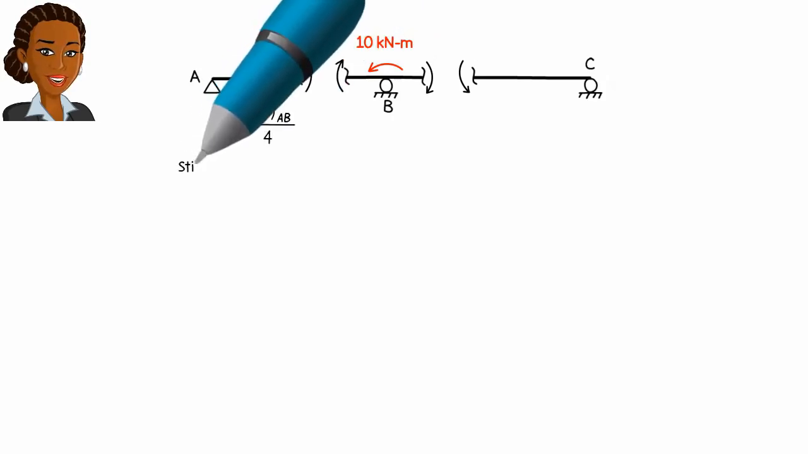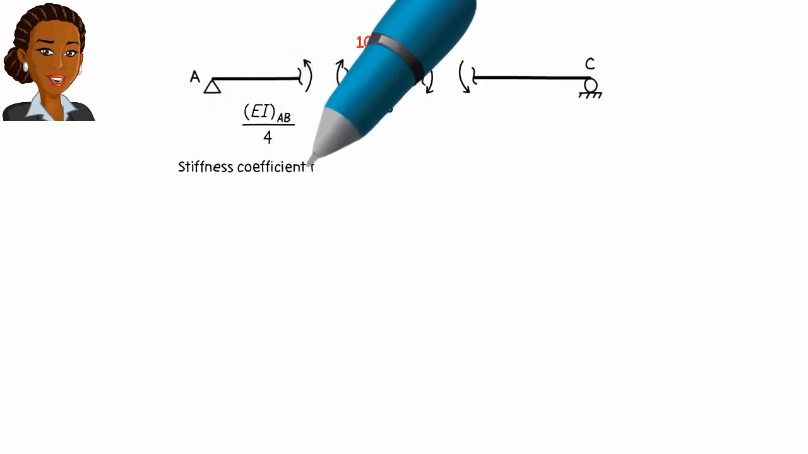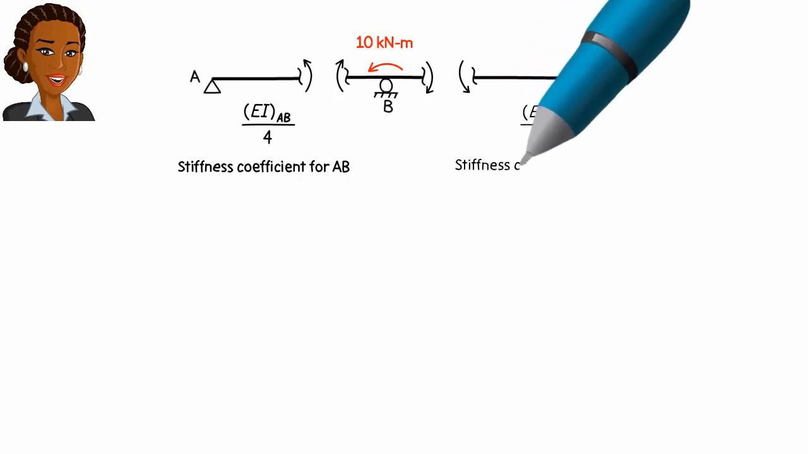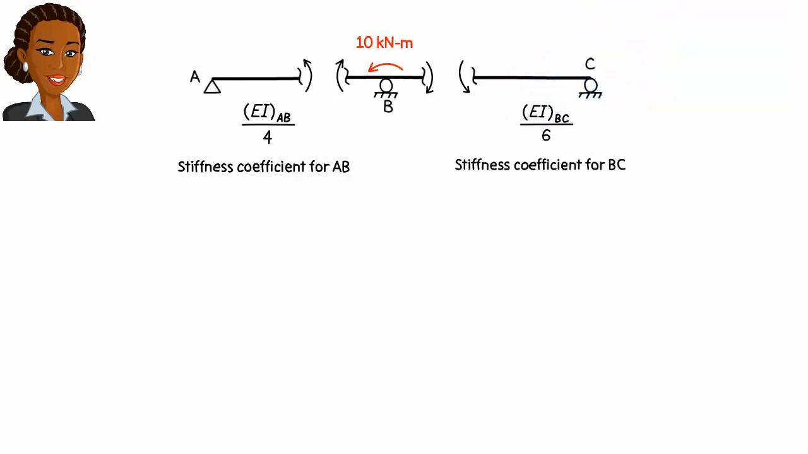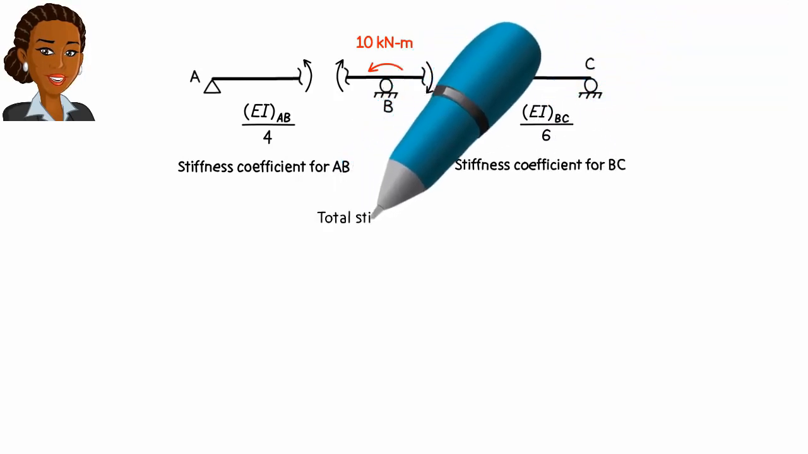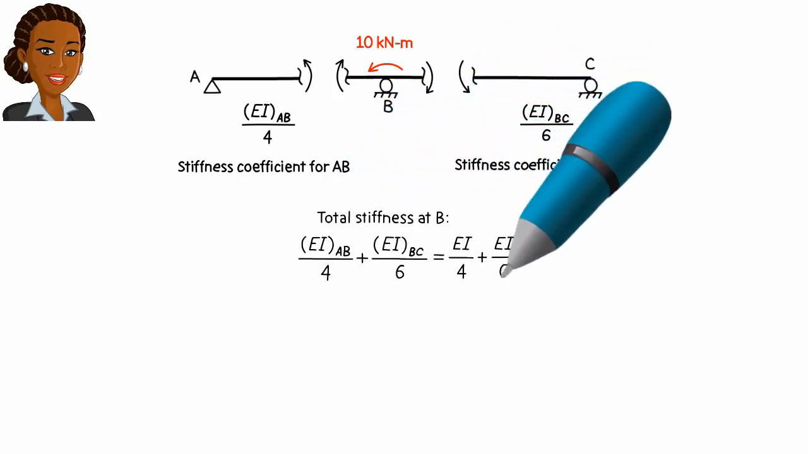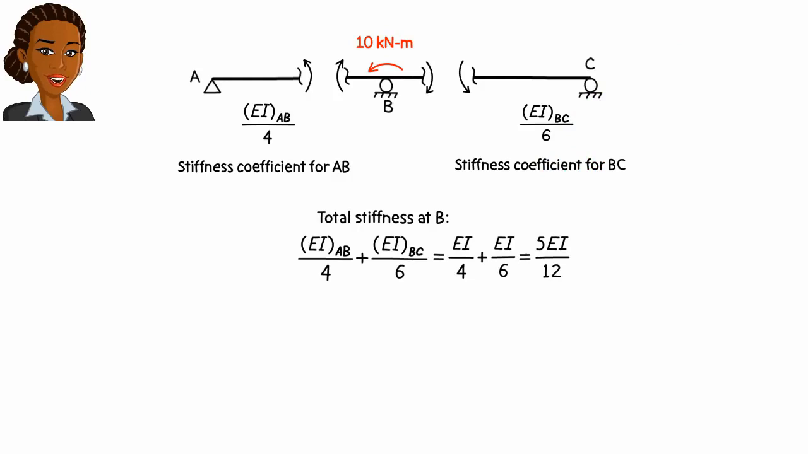For member AB, we get EI over 4. For BC, we get EI over 6. The total stiffness at the joint is the sum of these two coefficients. Here, since both members have the same EI, the sum can be written as 5 EI over 12.